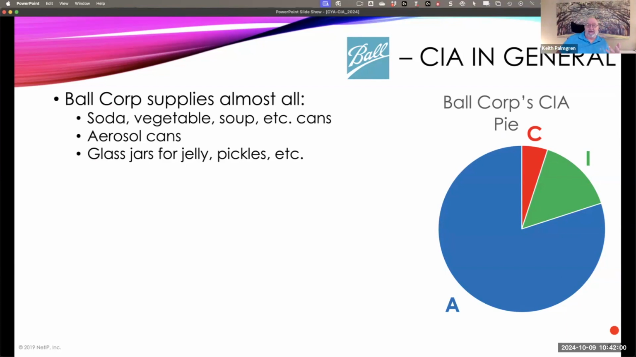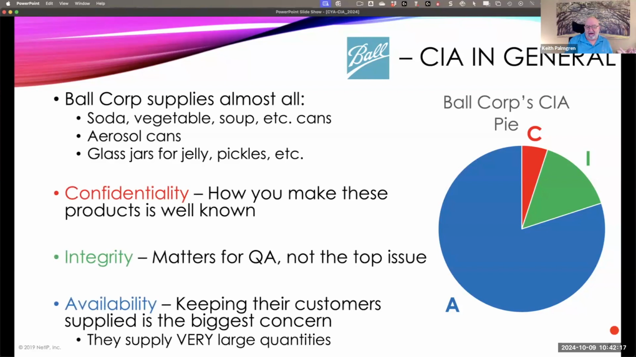Okay, I remember when I was a kid, my grandma used these to can her vegetables every summer. Those were also Ball jars, but they're actually a much bigger organization than that. And so when we start looking at the C, the I, and the A with a company like Ball, how you make a bottle or a can is a pretty well-known thing. So confidentiality of how they do some of that is not that big a deal. They probably don't want their competitors to know some of their processing and manufacturing techniques, but how you make a bottle or a can is not that big of a secret. Integrity matters, QA has got to be a pretty top issue, but availability.